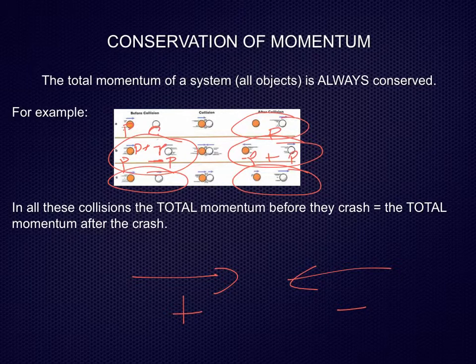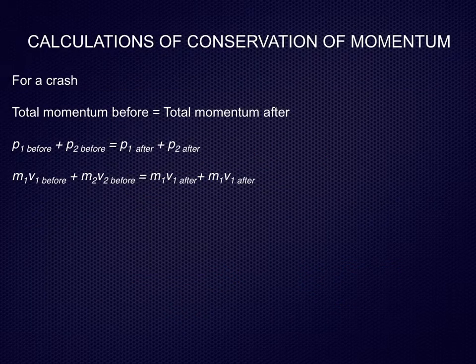The total value of momentum before is always going to be equal to the total value of momentum afterwards. And to find the total value, you always add up the different objects. So here's an example for a crash. Total momentum before equals total momentum after.